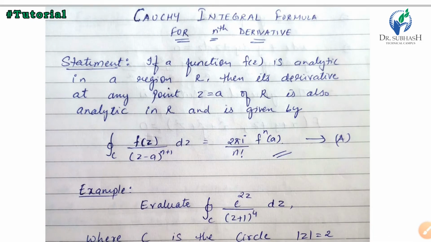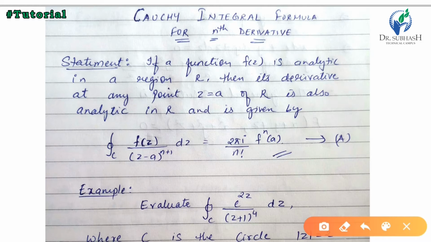It states that if a function f of z is analytic in a region R, then its derivative at any point z equals a of region R is also analytic in R and is given by integration C f of z upon z minus a raised to n plus 1 dz is equal to 2 pi i upon n factorial f raised to n of a. We call this equation A.